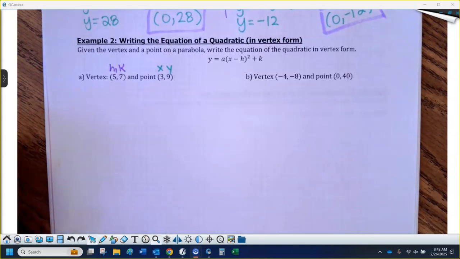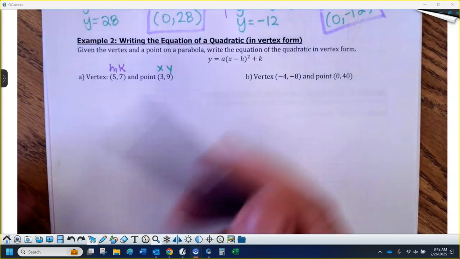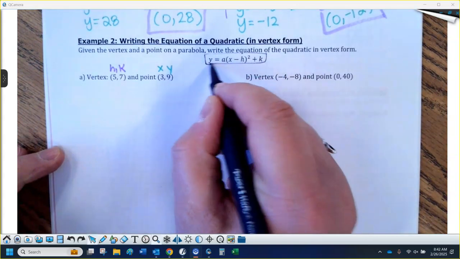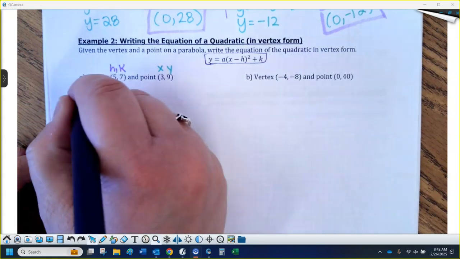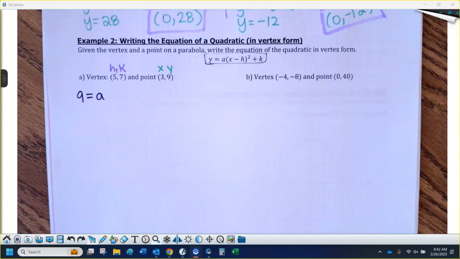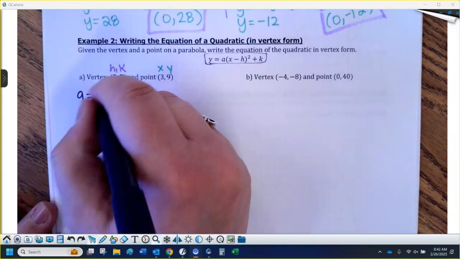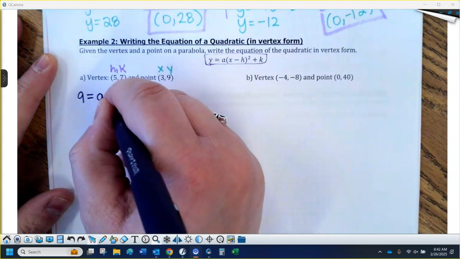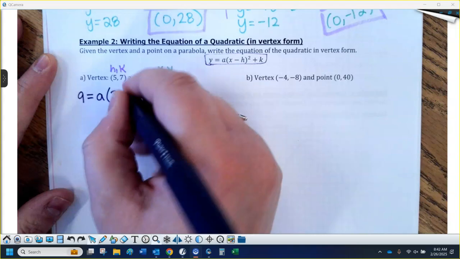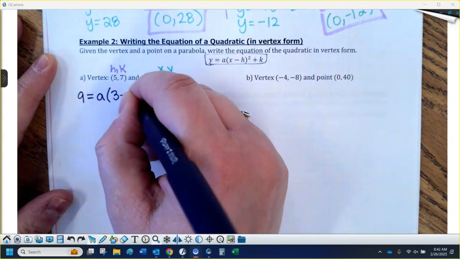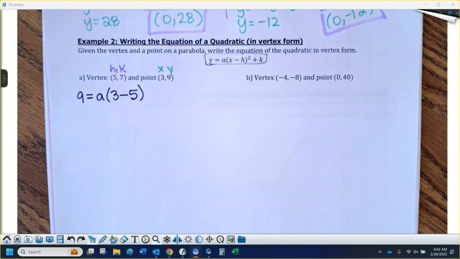What we won't know in the equation is the a value. All right, so let me set this up real quick. I'm just using this formula right here. The y-coordinate of the point is going to go in for y, so I'm going to write 9. You will not know the a value. That's the only variable I'm not going to fill in. In parentheses, I have the x, so that has to come from the point. That's 3 minus the x-coordinate of the vertex. That's the h. That's the 5. So it will look like 3 minus 5 there.